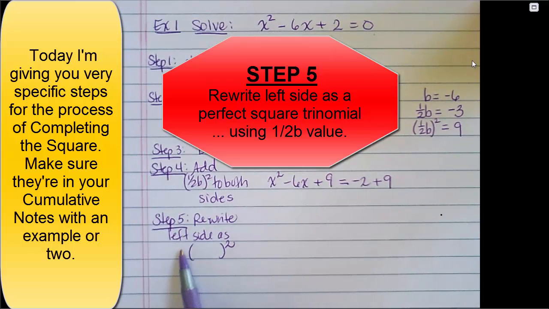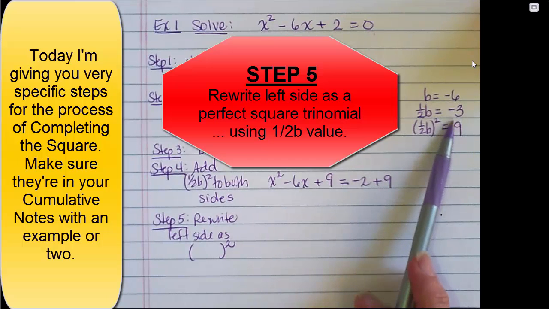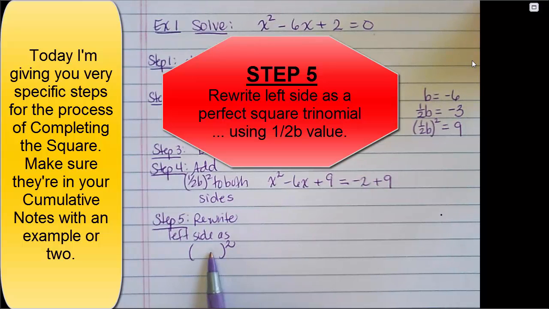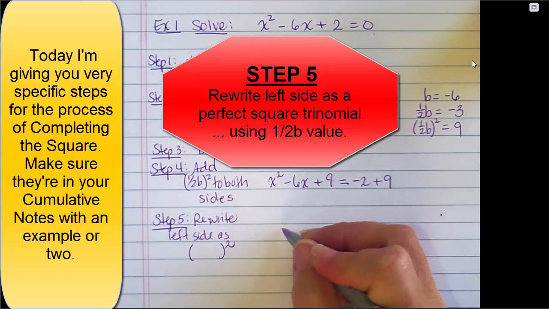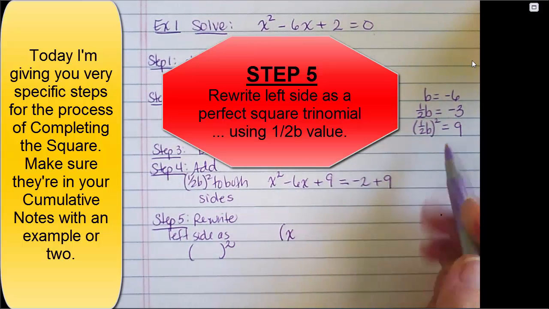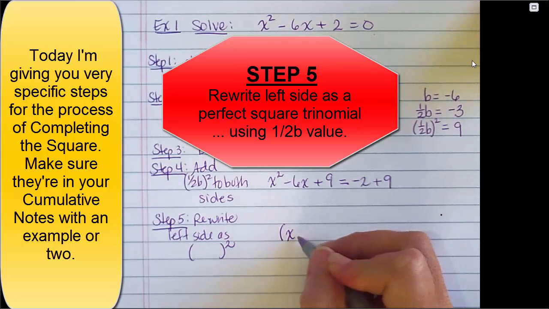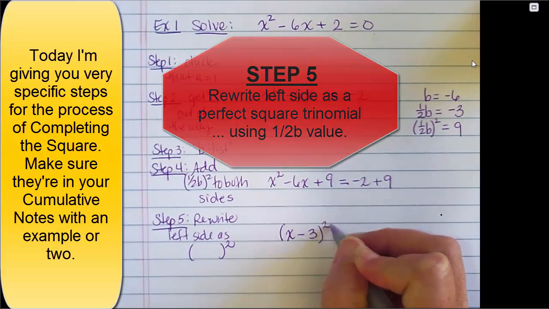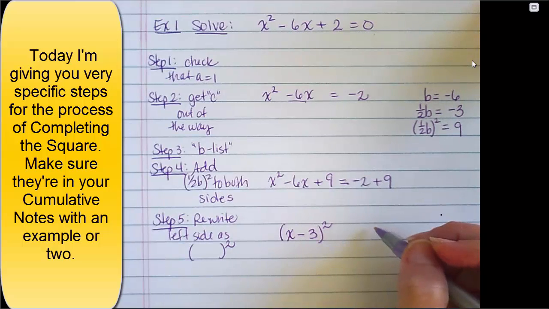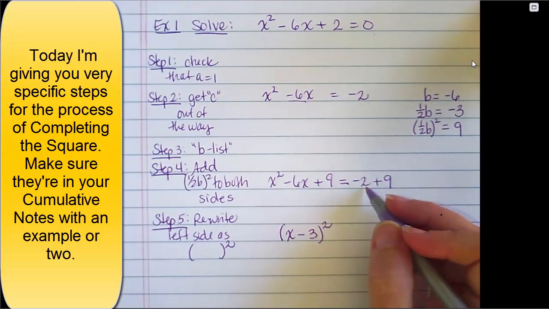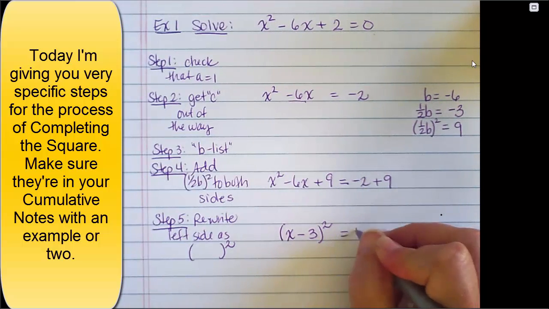Now what goes in your perfect square trinomial is the half b term. Remember when I said if I made you factor, this would be x minus 3 times x minus 3. Notice that negative 3 was your half b term. So when we rewrite the left side as the perfect square trinomial, it's x and your half b term here, minus 3 all squared. In that same step, I combine my right side now. So negative 2 plus 9 is 7.